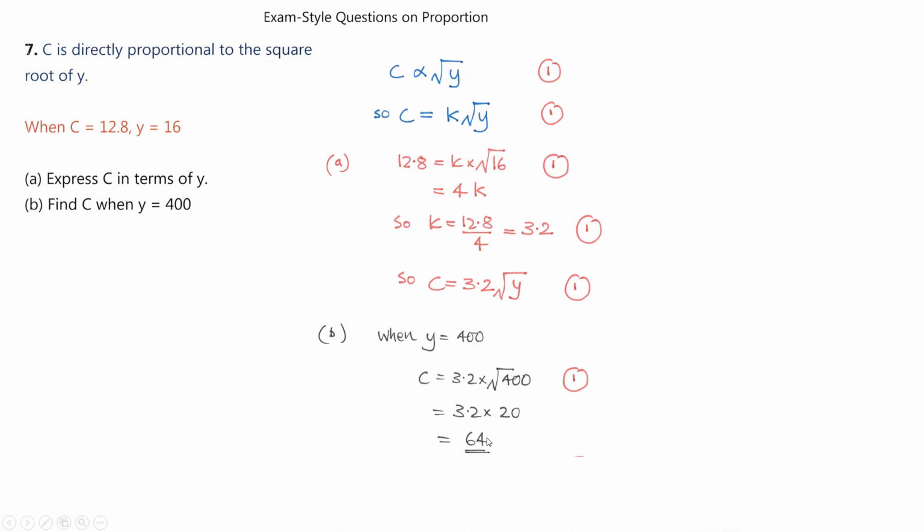Done. So do you see how these questions are so similar? They've got these 3 stages each time. Okay, I hope this colour coding is helping for you, and I hope this video is working for you. It's the same steps each time.